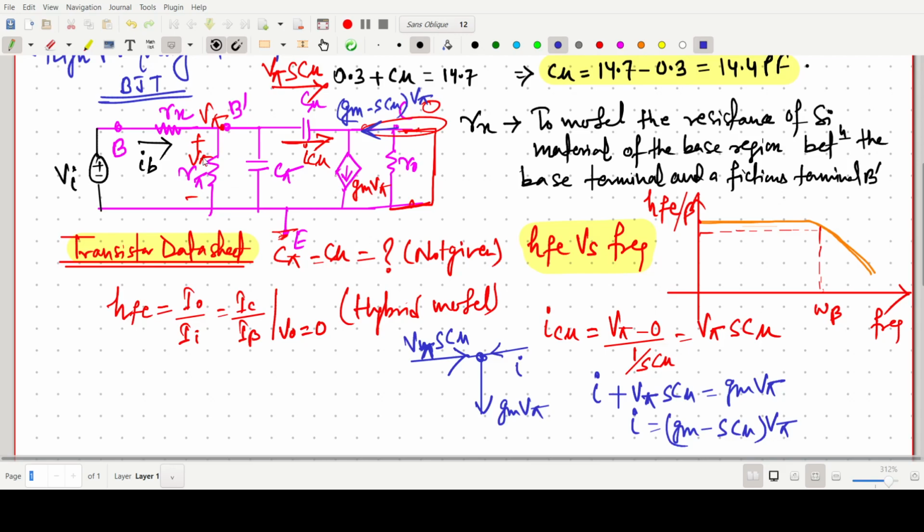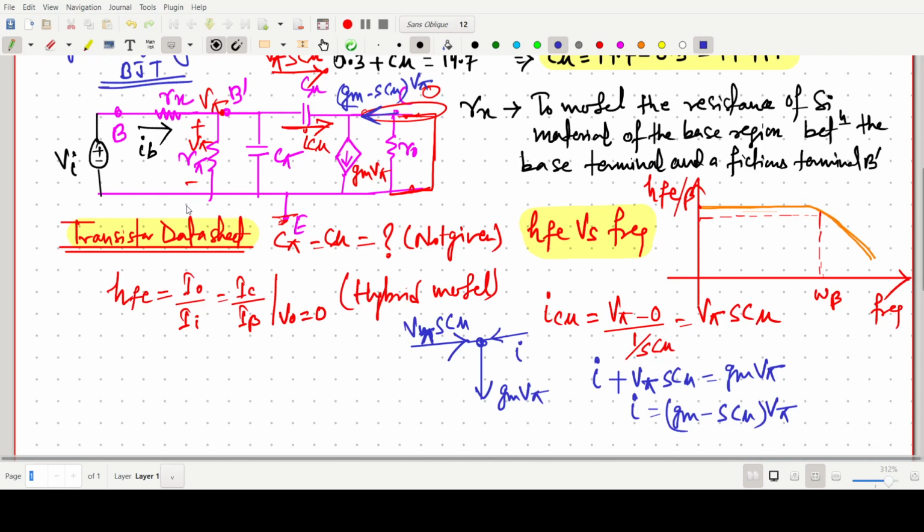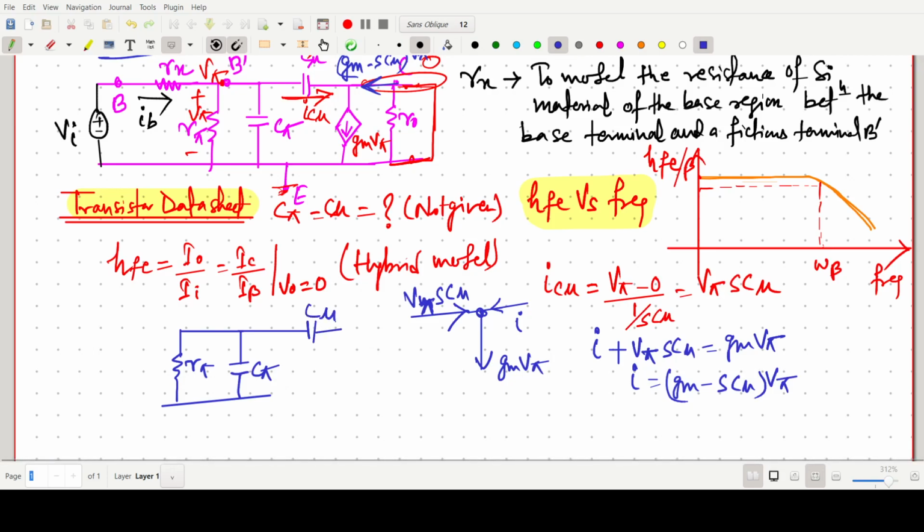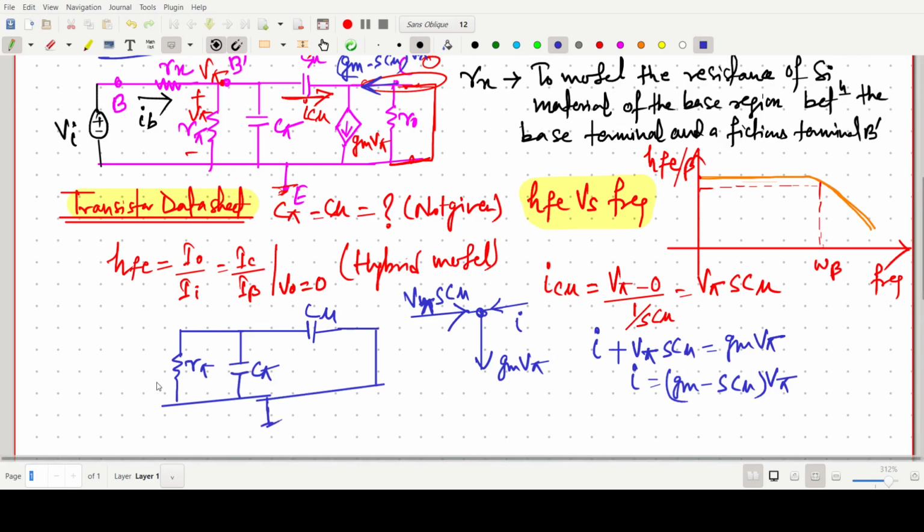So now the value of V pi can be easily calculated. How can it be calculated? I'm just writing. This one is R pi, this one is C pi, this one is C mu, and this one is the R naught resistance, so don't worry about this one. This one is connected here, and some current sources are there. So this value of V pi is nothing but simply IB times the combination of all these: R pi, C pi, C mu.